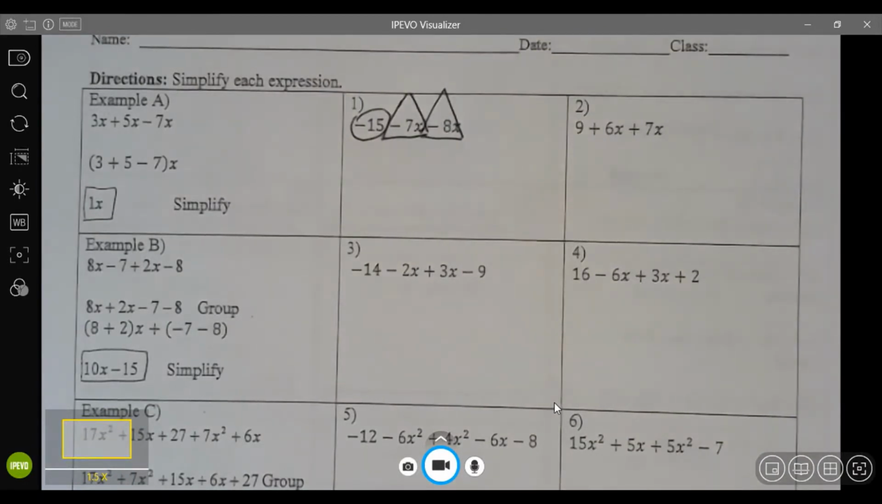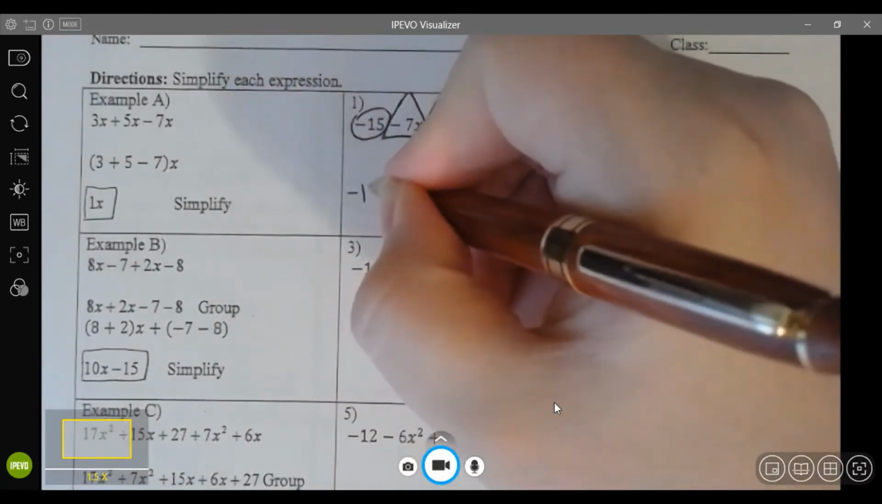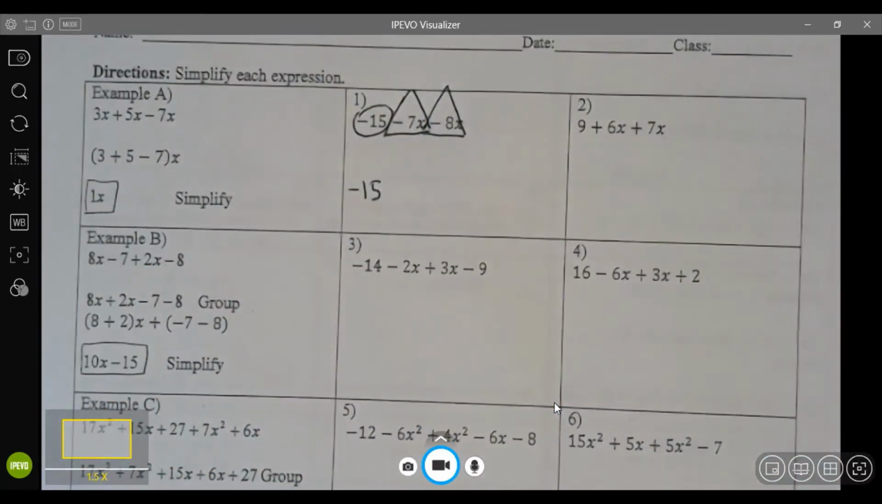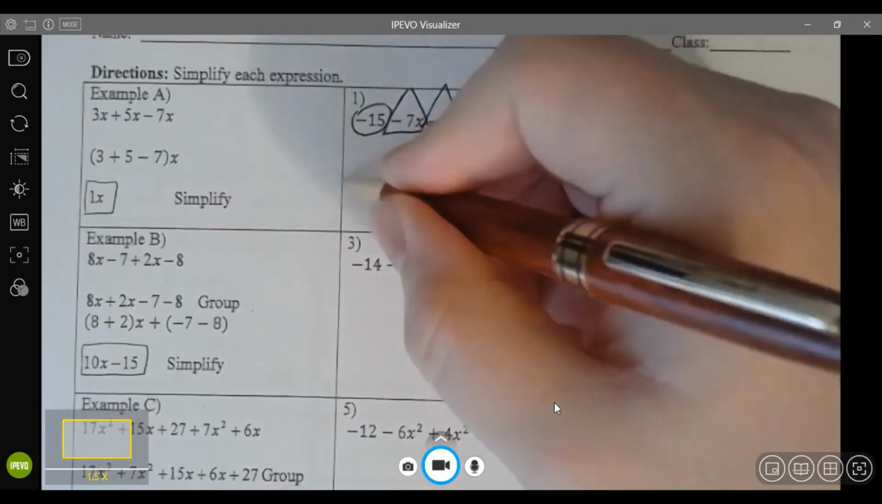And then to combine like terms, you just combine the things that have the same shape. So I have -15 is the only thing that's in a circle. And then the two shapes that are in triangles are the -7x and the -8x. So you can combine those. -7 minus 8 is -15, and those both have an x. So this is your answer.